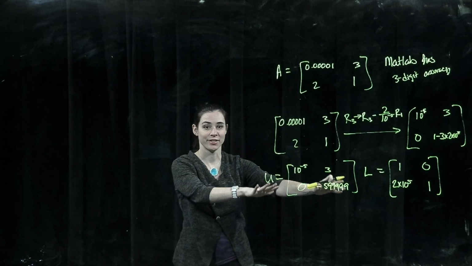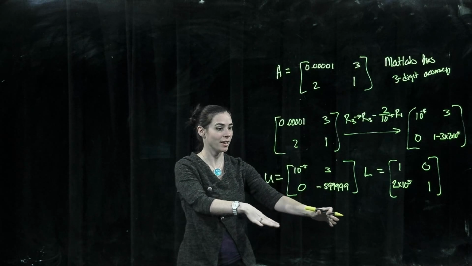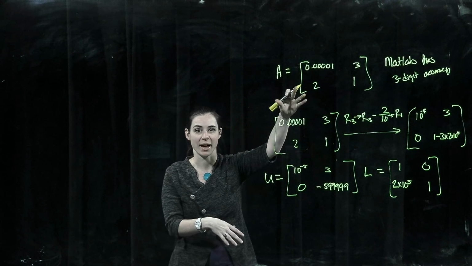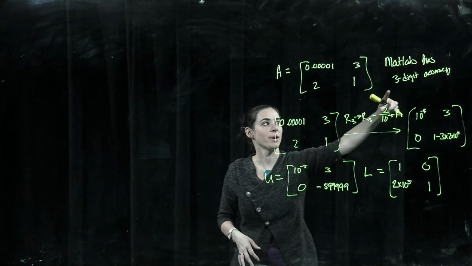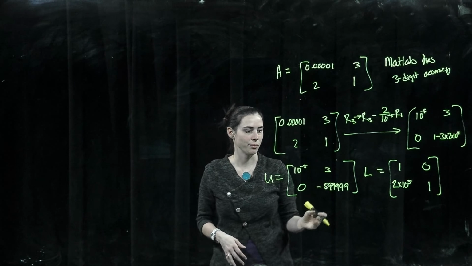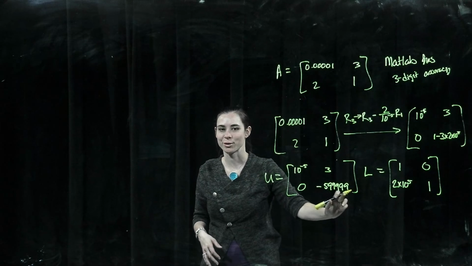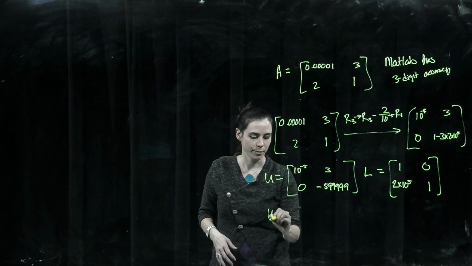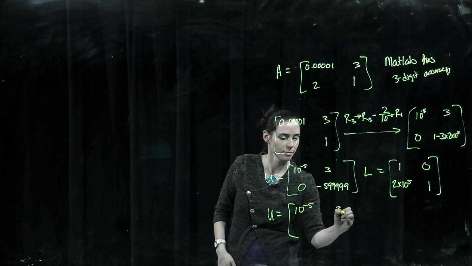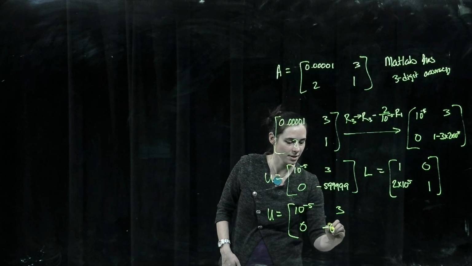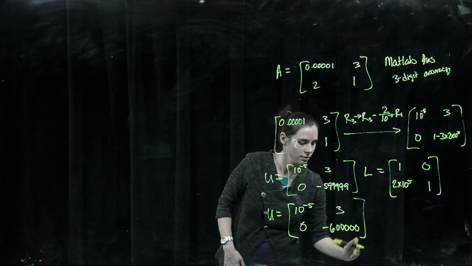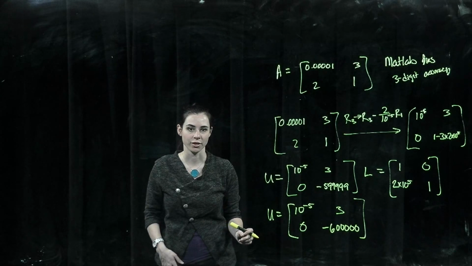Okay, so that's the decomposition exactly, and if we multiplied L times U, then we would get exactly back to A. Now let's think about what happens if we have this 3-digit accuracy. Well, this is many more than 3 digits, so if we round that, we would have U, if we were only able to store 3 digits in our computer, this would end up becoming 6, 0, 0, 0, 0, 0, 6 times 10 to the 5th.